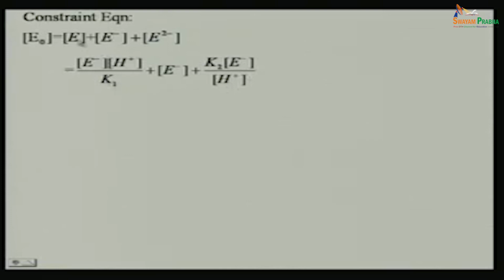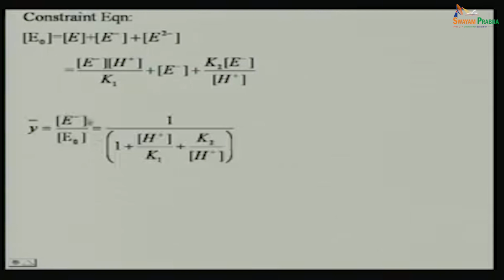So now use the equilibrium relation. So express E as a function of E minus, express E2 minus as a function of E minus, right? So you can take E minus out of the parenthesis, and you will have E naught equals E minus times this whole number, 1 plus H plus over K1 plus K2 over H plus. Fine. So this is your fraction of the total enzyme that is active. Good.